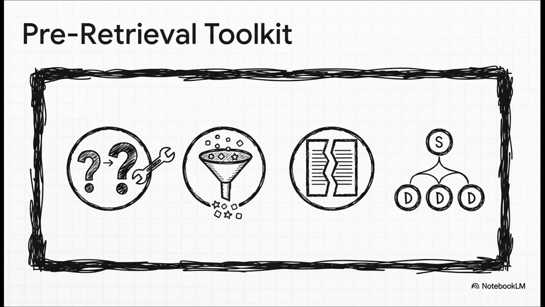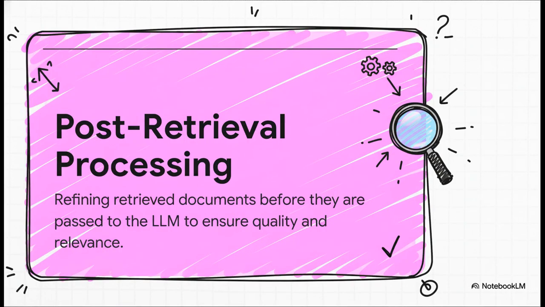For example, query rewriting can take a vague question and turn it into several precise ones. Metadata filtering lets you say, hey, only search for documents created in the last 6 months. You can even get smarter with how you chunk documents or create indexes of summaries to find the right source material way faster.